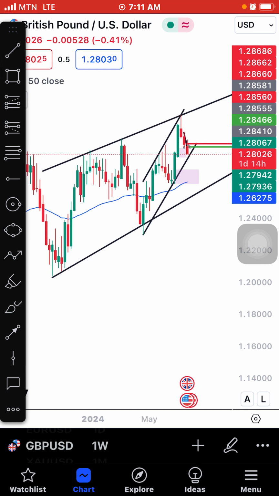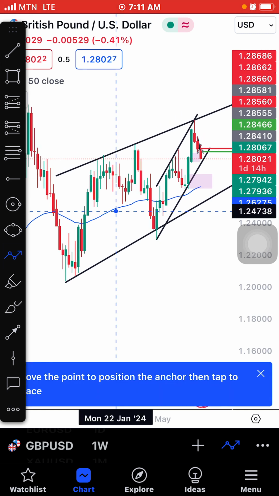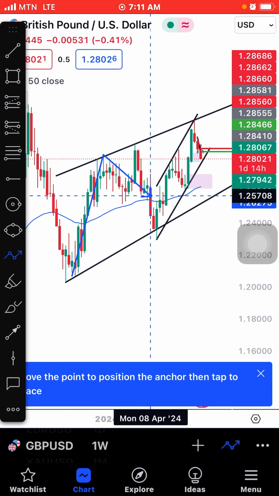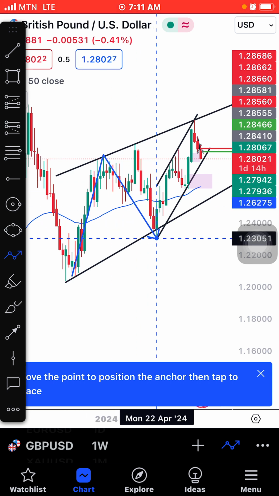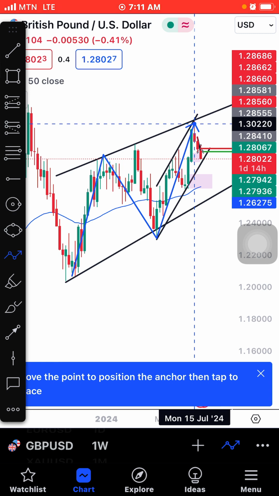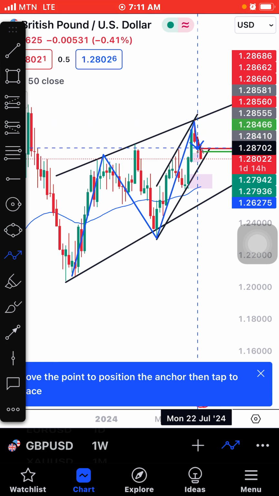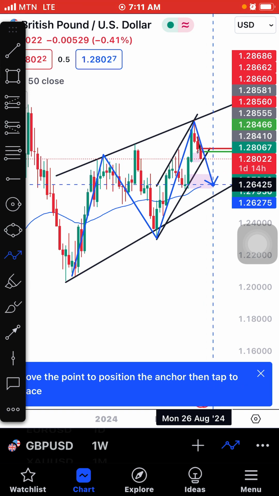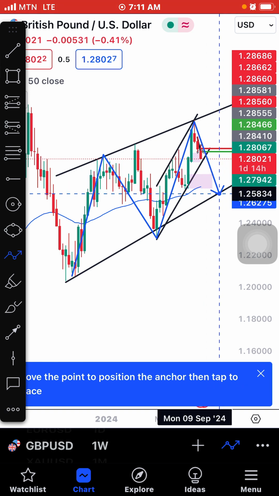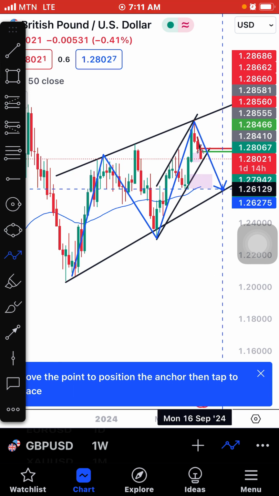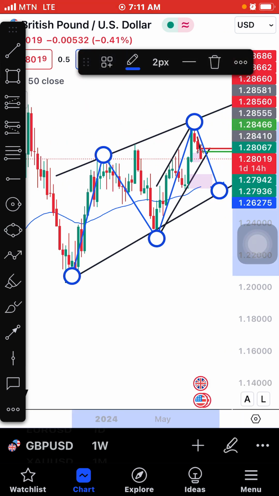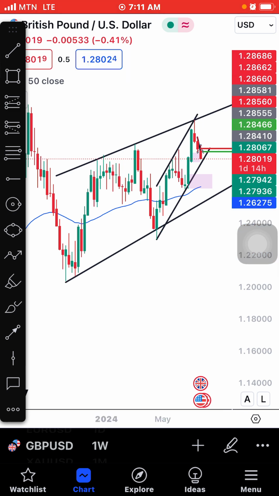So as we can see here on the weekly time frame, we have price ranging between this channel from this low to this high, and then created a higher low, and then went ahead to create a new higher high. So for price to continue on the uptrend, we expect price to create a higher low somewhere around this area before it continues higher. So I was expecting price to pull down. That's on the weekly time frame.